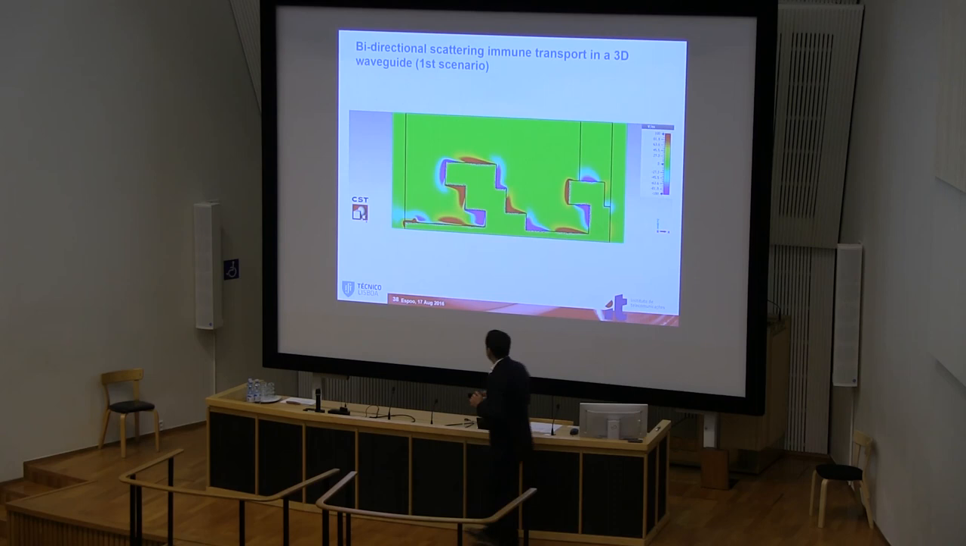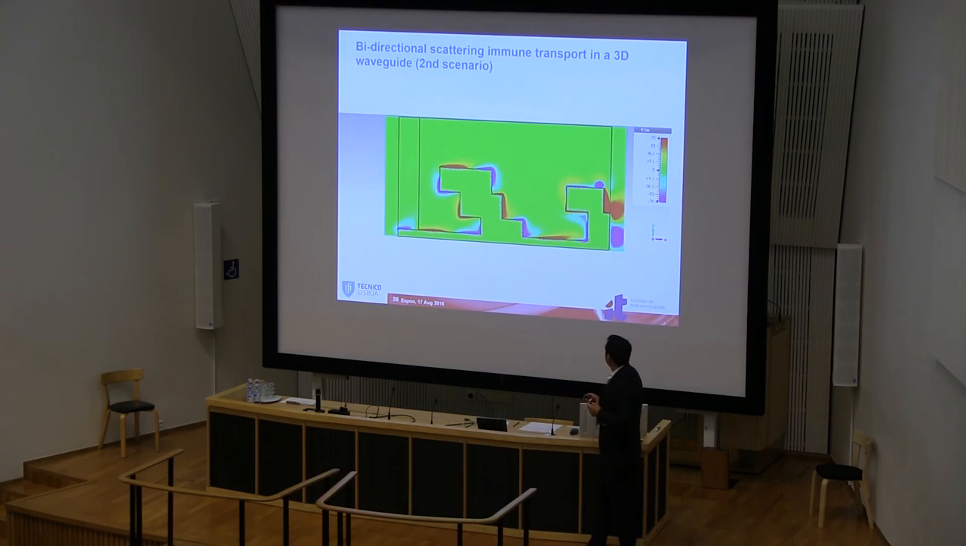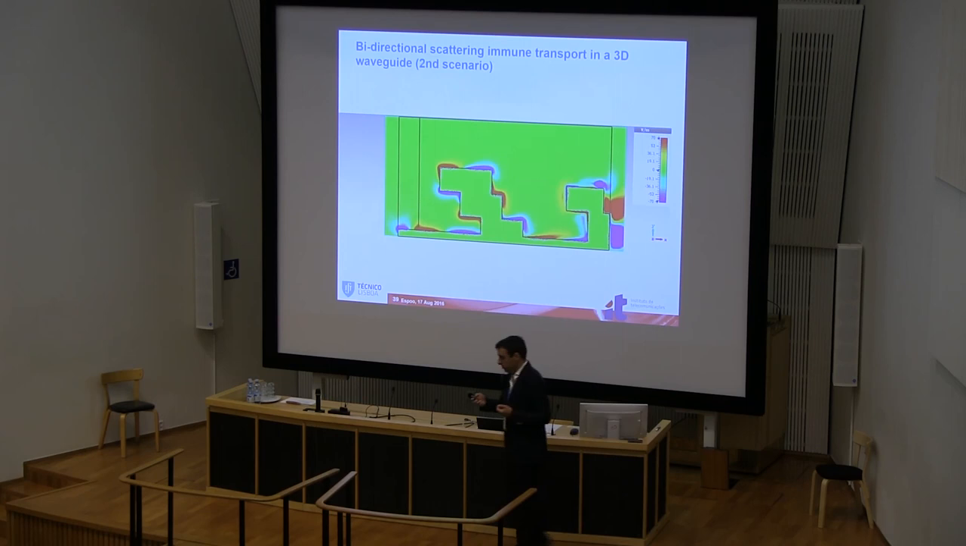And now let me put the same antenna, exactly the same antenna, in a different location. Now I put it here, and again it radiates in both directions. And now the nice thing is that the wave that is radiated in this direction just goes with no backscattering until it is absorbed here. This is an absorber and this is it. Okay? So this is very nice. So we made a topological waveguide that is completely three-dimensional.